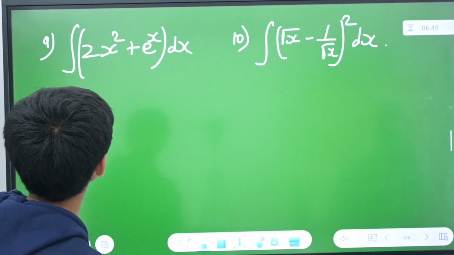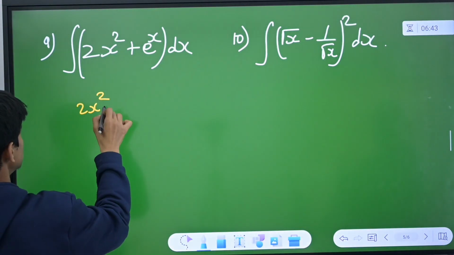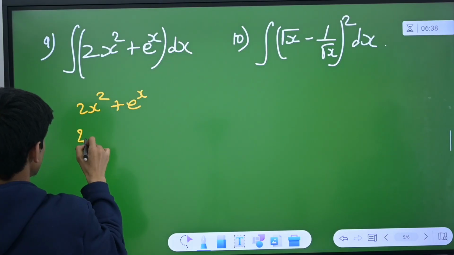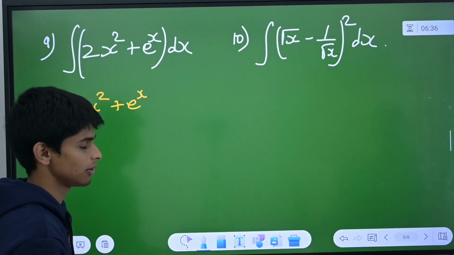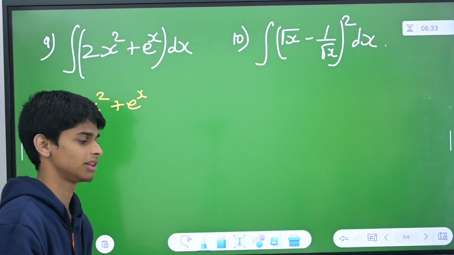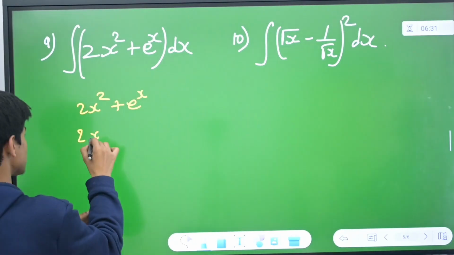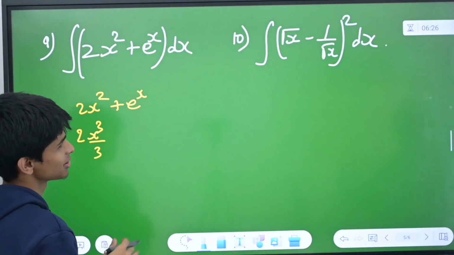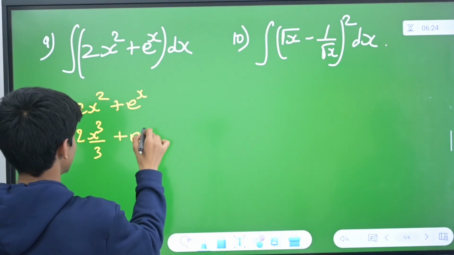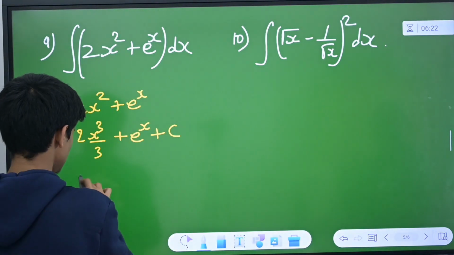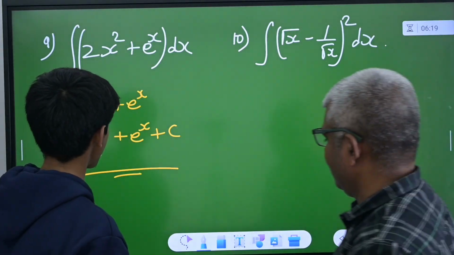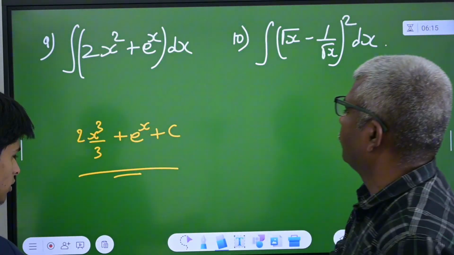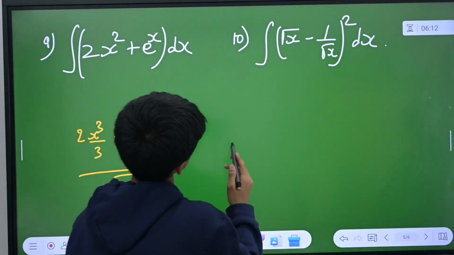Next question, 2x square plus e raised to x. We are going to integrate this. Integrating x square, many of the students will write 2 down, but we have to integrate. When we integrate x square, we will get x cube divided by 3. I made this mistake. I wrote 2 down and I cut it and I was very smart. I was very happy. Integrating e raised to x gives e raised to x only. That's the answer. Now let's go to the next question.